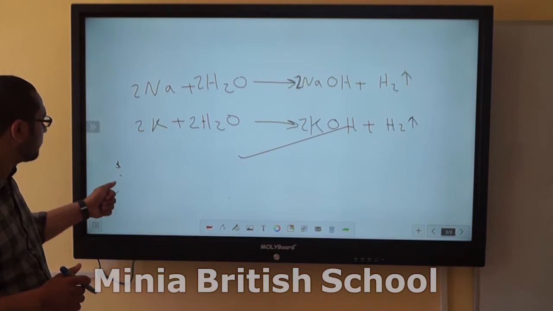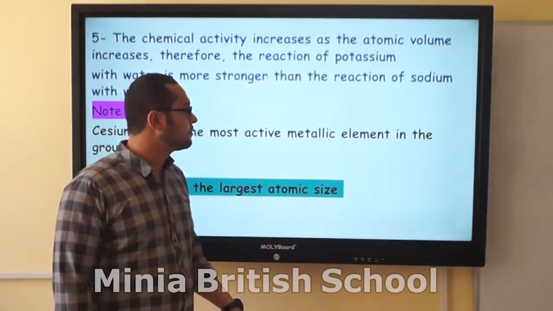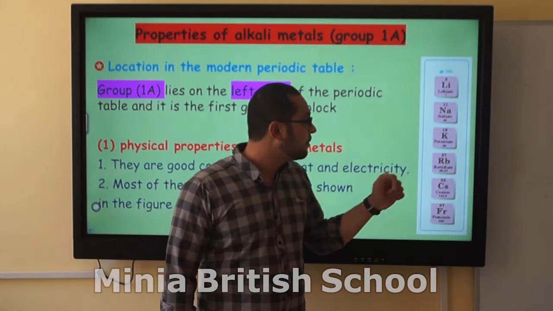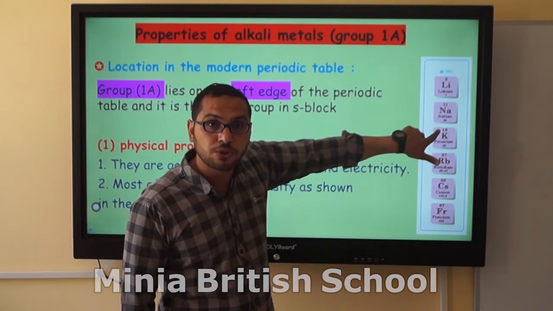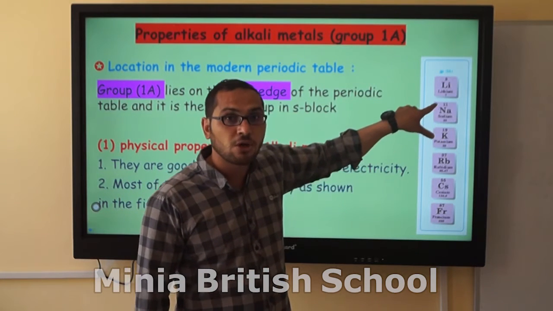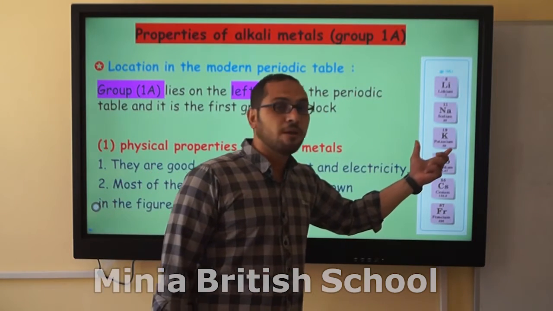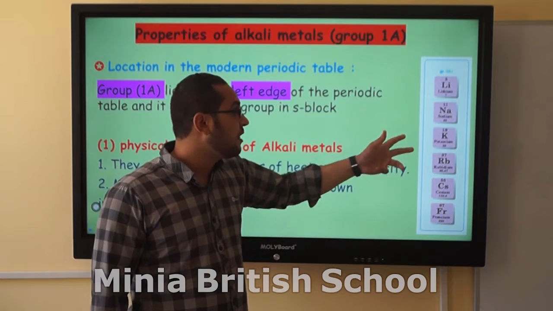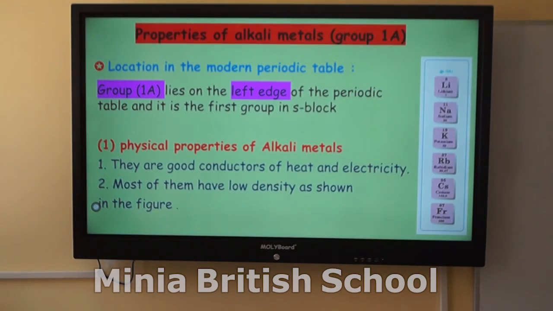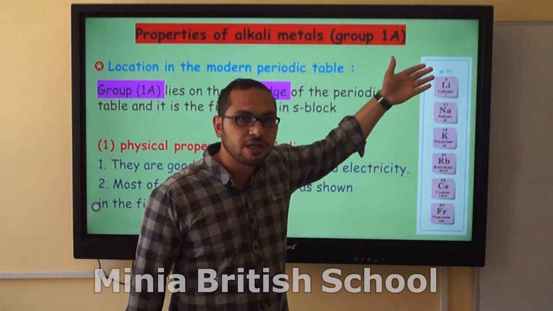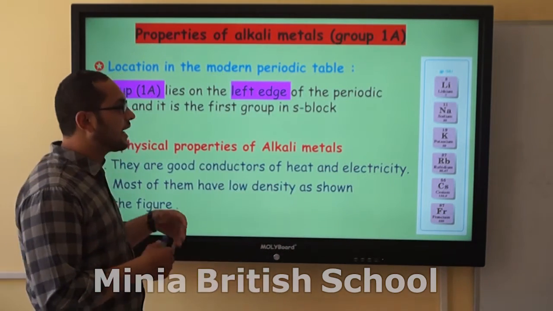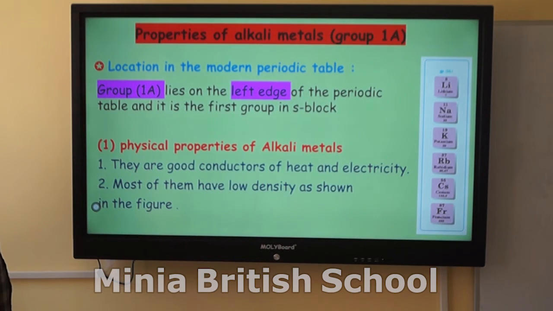Let's go back to the alkali metals. Look here: potassium comes after sodium, so the atomic size of potassium is larger than the atomic size of sodium. What does it mean? That potassium is more active than sodium. But pay attention, by increasing the atomic size, the metallic property increases, and the activity also increases.